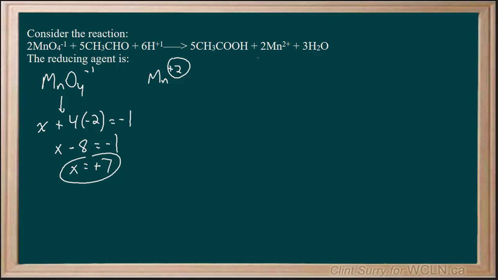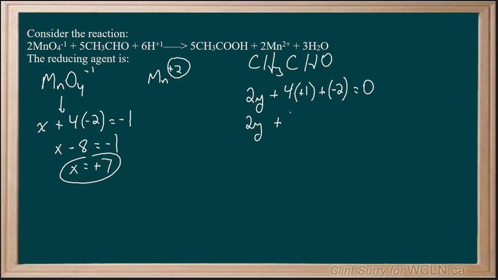So if we start off with CH3CHO, we have 2 carbons, so I'm going to use Y to represent that, plus 4 hydrogens, so 4 times plus 1, and an oxide, which is minus 2, and overall that species has a charge of 0. So that means 2Y plus 4 minus 2 equals 0. 2Y plus 2 equals 0. So 2Y equals negative 2, Y equals negative 1.